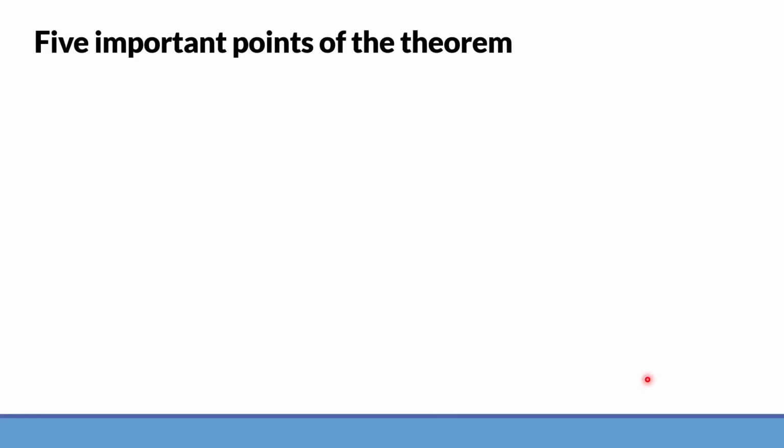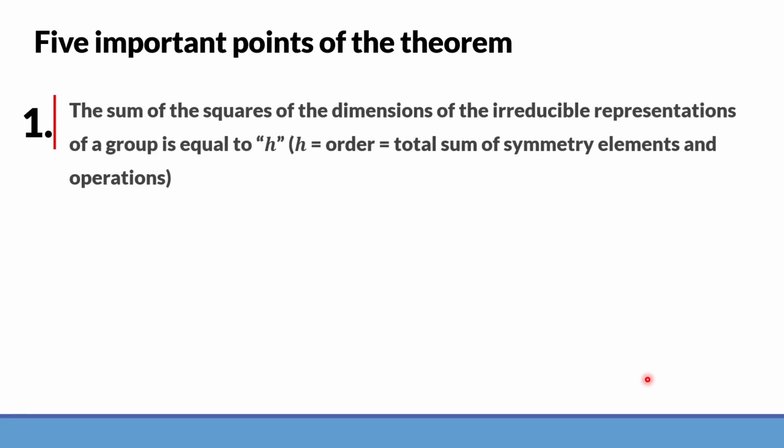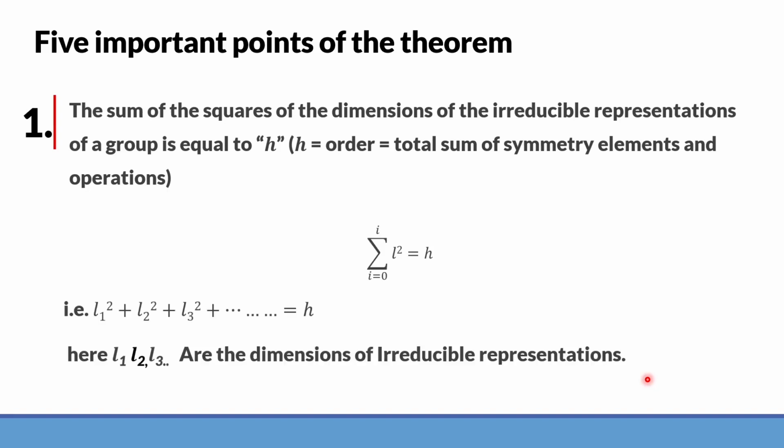So there are 5 important points, and let's start one by one. Point number 1: the sum of the squares of the dimensions of the irreducible representations of a point group is equal to h. h is the total number of symmetry operations that a particular molecule has. So the sum of the squares of the dimensions is equal to the order of the group. This is rule number 1. If l1, l2, l3, etc. are the dimensions, then the sum of their squares should be equal to the order of the group. This is rule number 1.